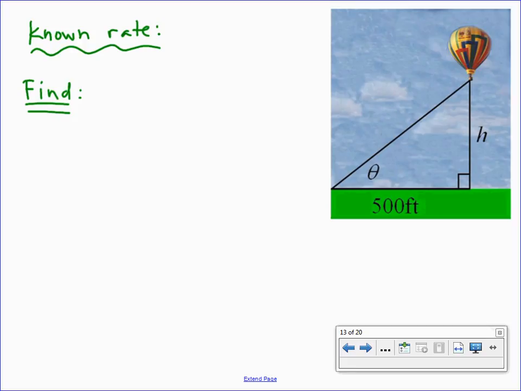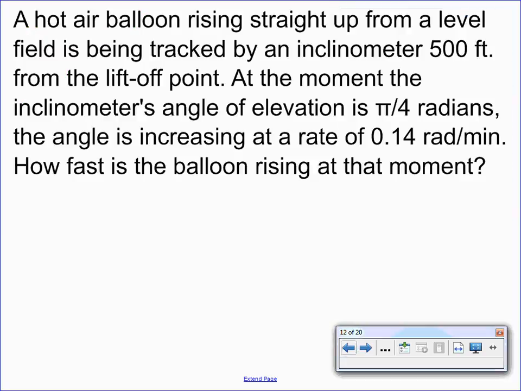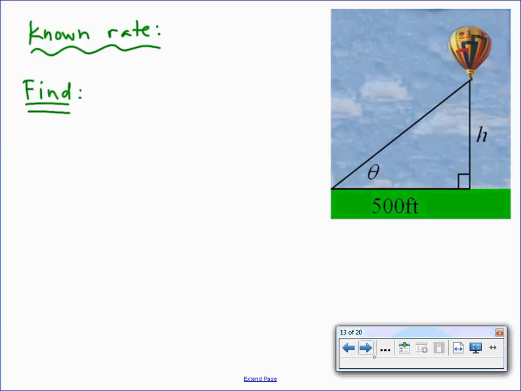Okay. So what's my known rate? What's my known rate here based on the variables I've chosen to label my picture? Theta. Theta is our angle the inclinometer measures, but our known rate is d theta/dt. Yes, in this notation, very nice. So we know at our moment in time, d theta/dt equals 0.14 radians per minute.